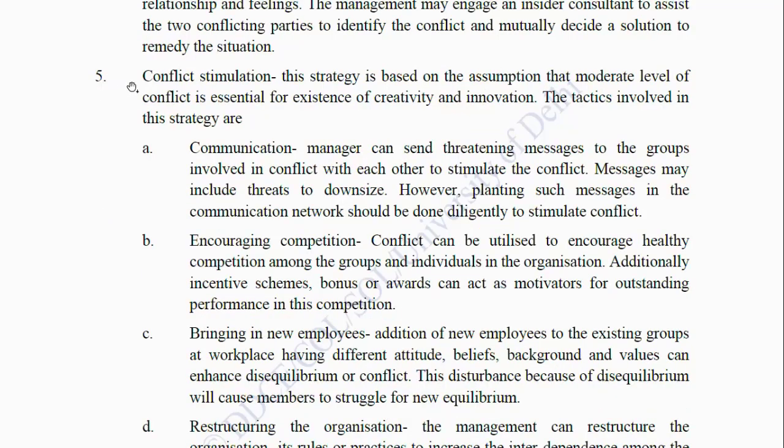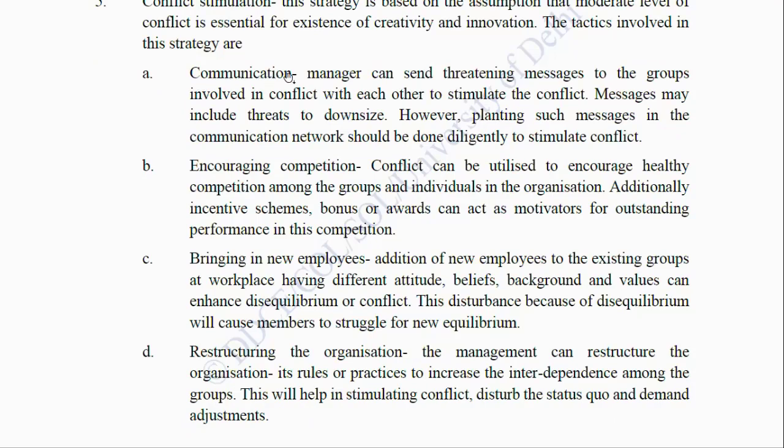Point 5. Conflict stimulation. This strategy is based on the assumption that a moderate level of conflict is essential for the existence of creativity and innovation. The tactics involved in this strategy are: A. Communication. Manager can manipulate messages to stimulate the conflict. For example, messages may include threats to downsize. However, planting such messages in the communication network should be done diligently to stimulate conflict.